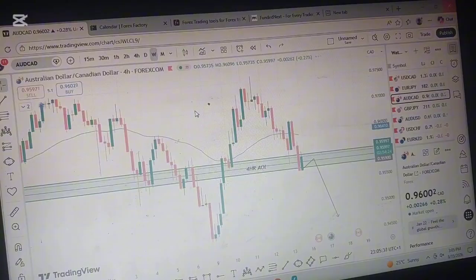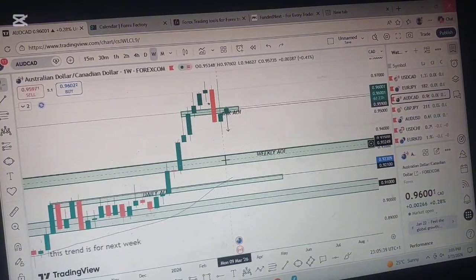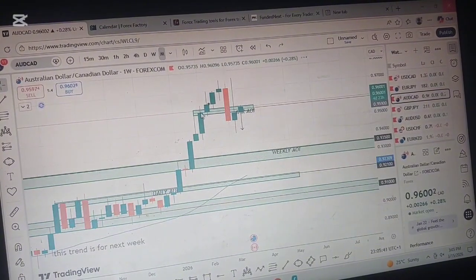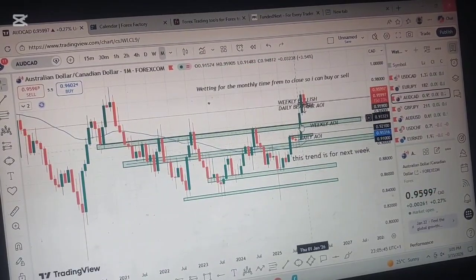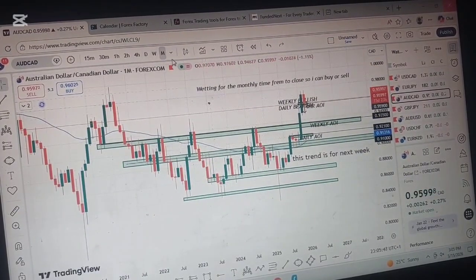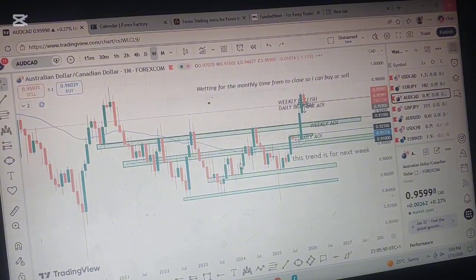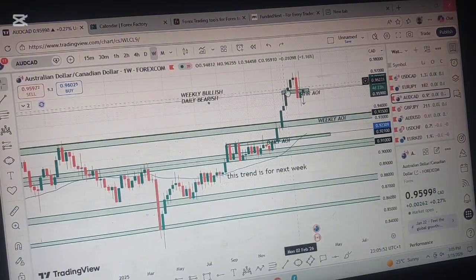AUD card. You can clearly see AUD card. We are bullish on the monthly time frame. On the weekly time frame, we are also bullish.